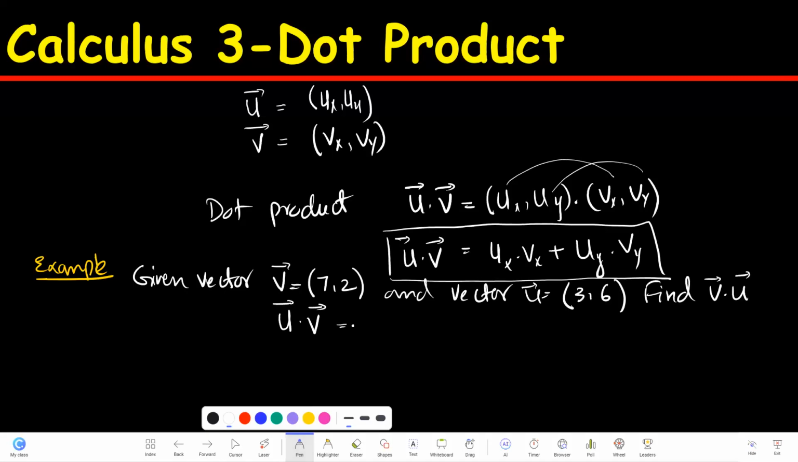equal to 7 comma 2 dot 3 comma 6. I'm going to multiply them. It's going to be 7 times 3 plus, it's not 7 dot 3. I just used the dot for purpose.